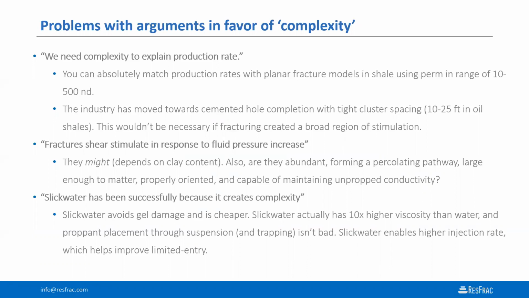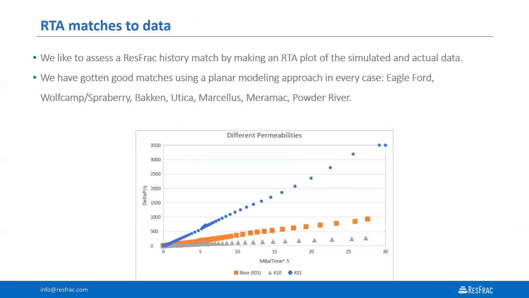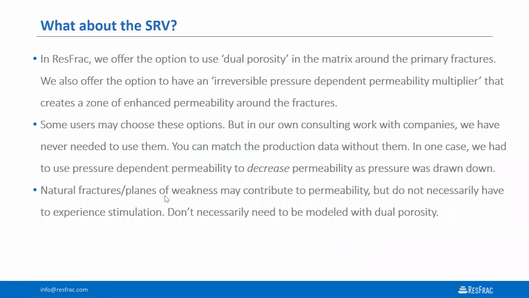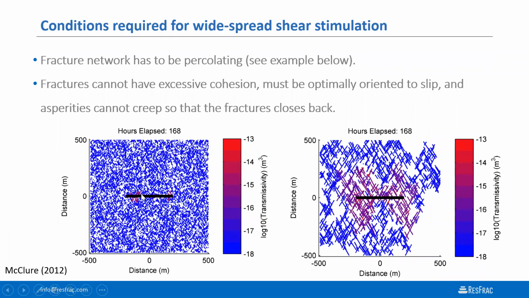Certainly clay is going to tend to destroy unpropped conductivity. And finally, you have to have a percolating network. What I'm showing here is if you have a very large number of small fractures and you try to inject into that, you might shear stimulate a few, but you don't have continuous pathways for flow, and so you're not going to get a large range propagation of shear stimulation.